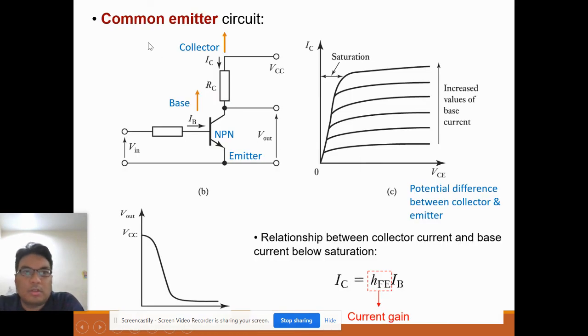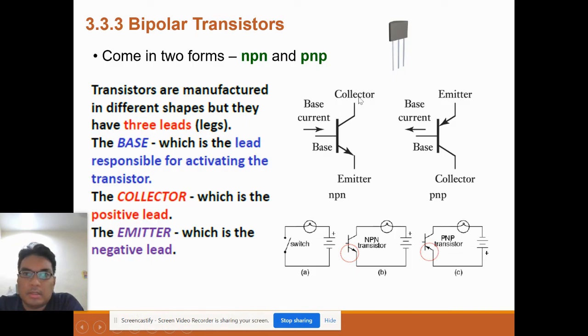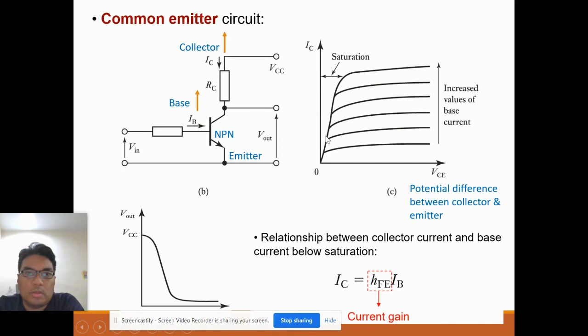So this is on the characteristic of the common emitter circuit. Basically you have a supply voltage here at the base, and it is related to the IC. This is the base and this is the collector. As you have this graph, it shows the potential difference between the collector and emitter.